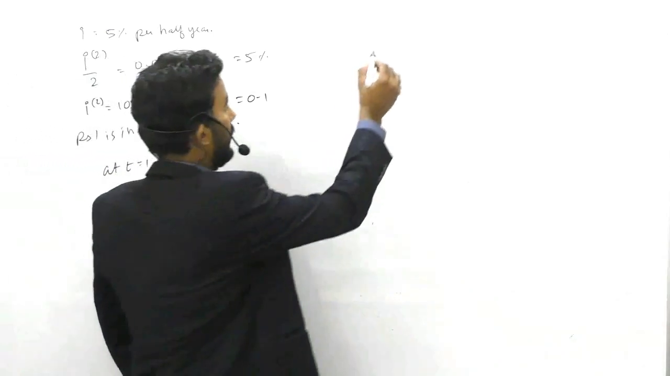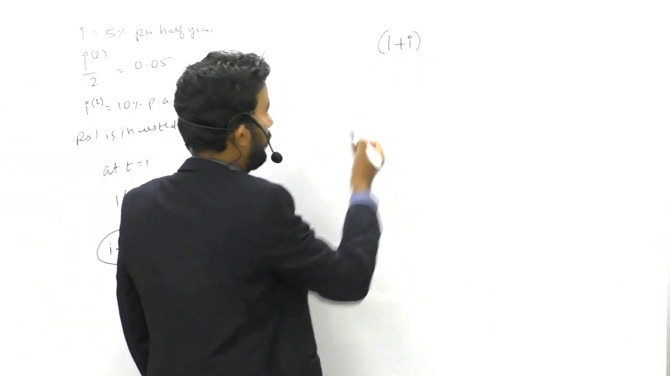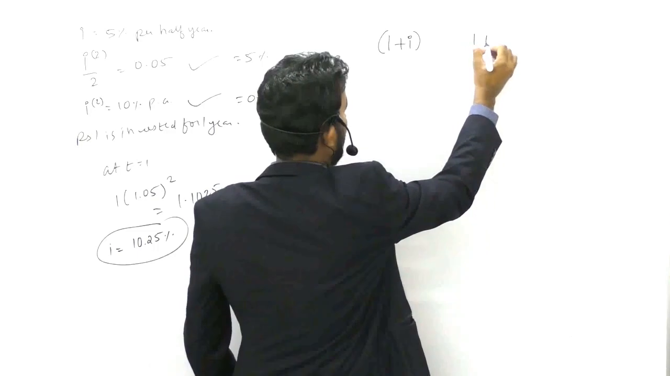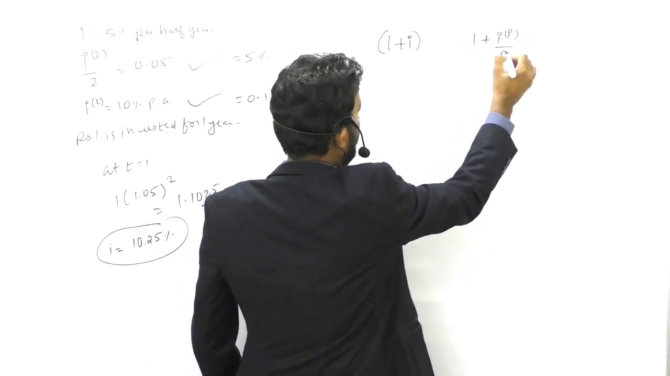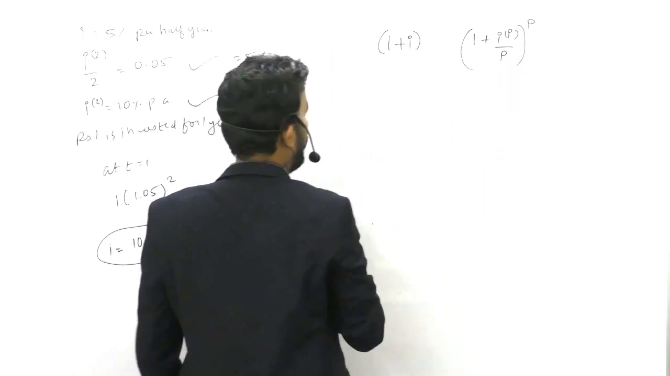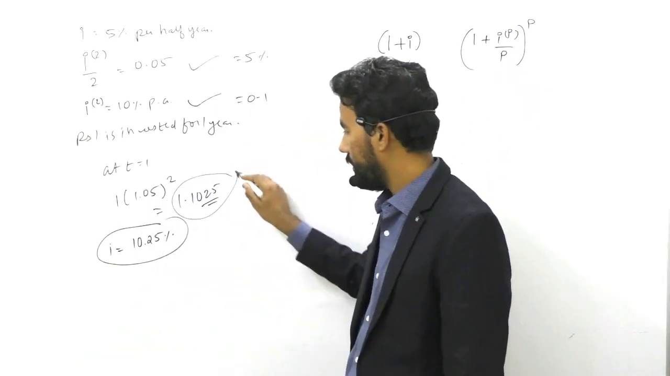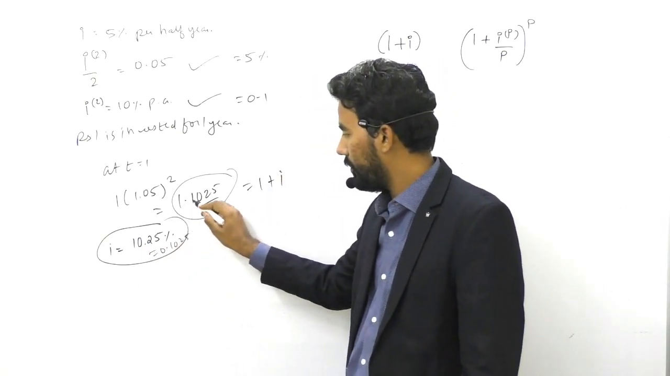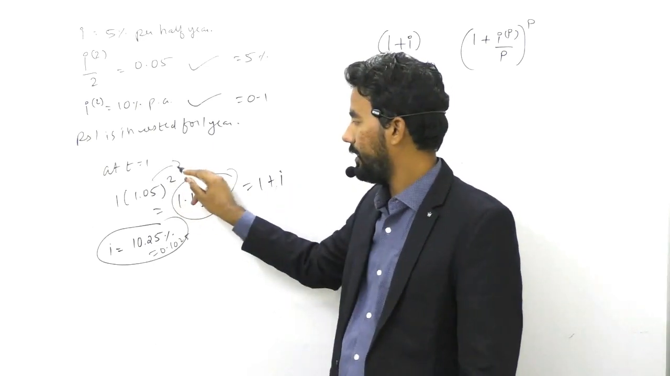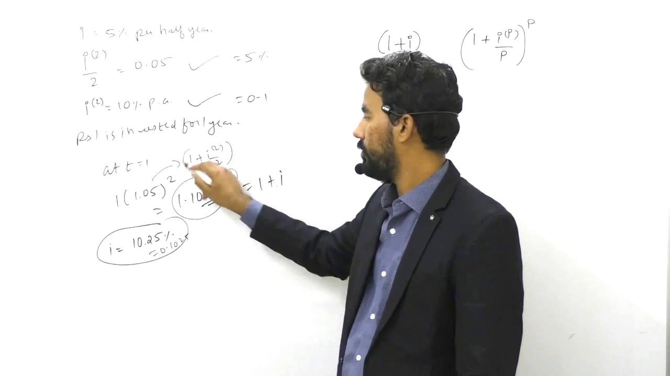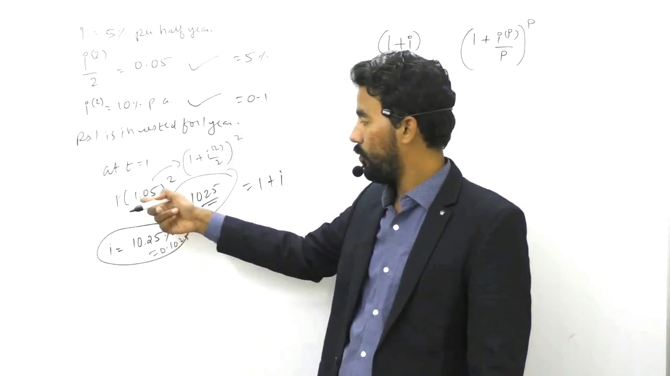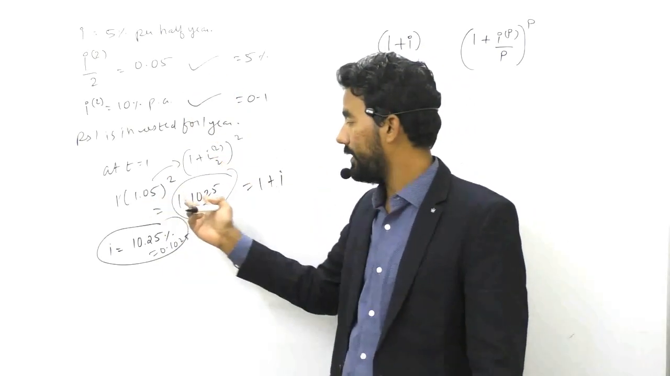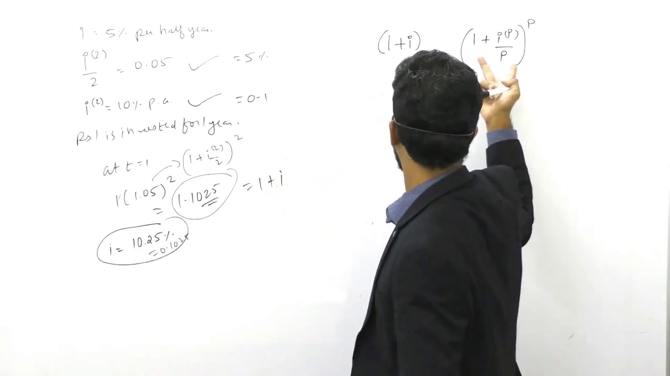So if 1 plus i is the accumulation factor for 1 year, then the accumulation factor if the interest is paid p times a year should be 1 plus ip by p raised to p. You can look at this here. I can write this term as 1 plus i, as I've defined i as this. This is 0.1025. So this is 1 plus 0.1025. And this I can write as 1 plus i2 by 2, whole square, where i2 by 2 is 5%. So the equation that I had written can be written in this way, which looks like this.